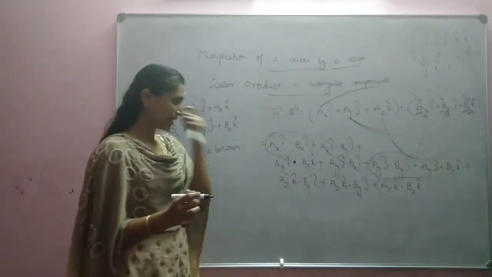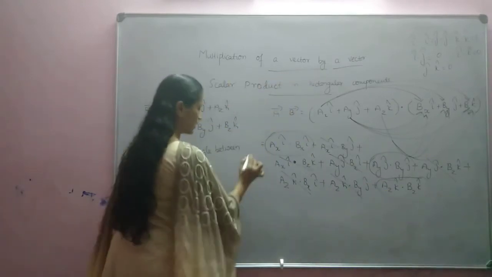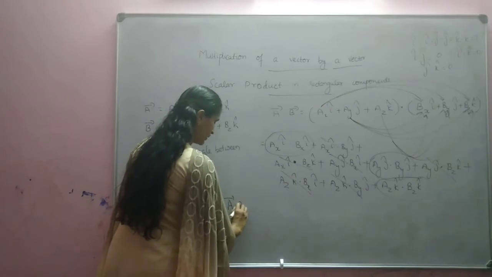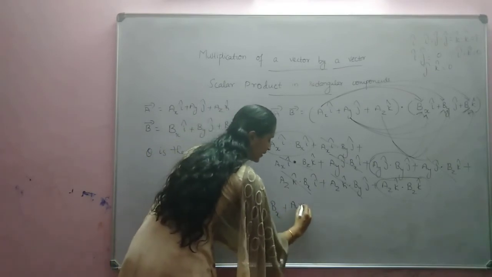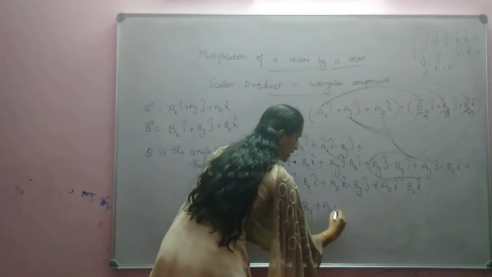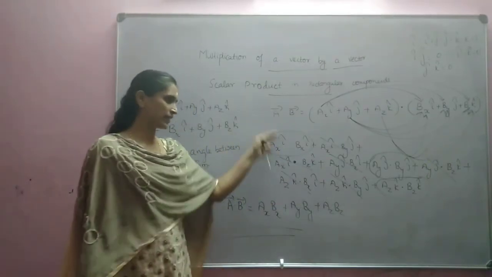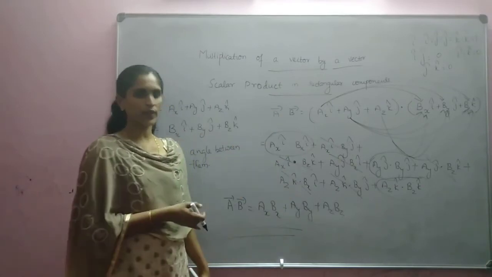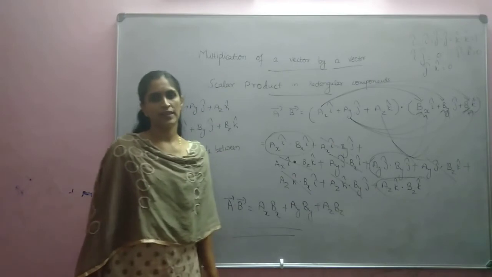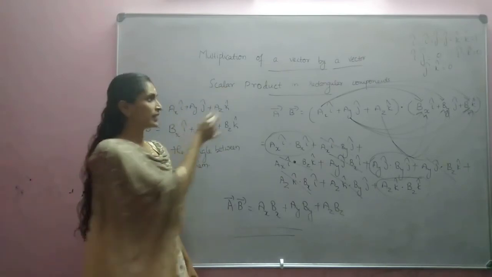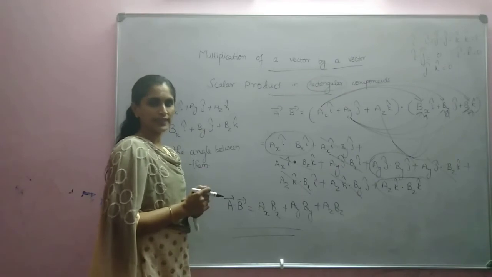Only three terms are left, that is Ax Bx, i dot i is 1, j dot j is 1, k dot k is 1. So our result is A dot B is equal to Ax Bx plus Ay By plus Az Bz. Now it seems to be simple, no? No need of writing the entire step directly. This is for your understanding purpose, we discuss it step by step. Only the final result matters: Ax Bx plus Ay By plus Az Bz. That is the scalar product in rectangular components. Is it clear? Understood, no?